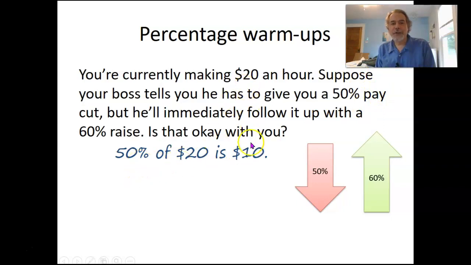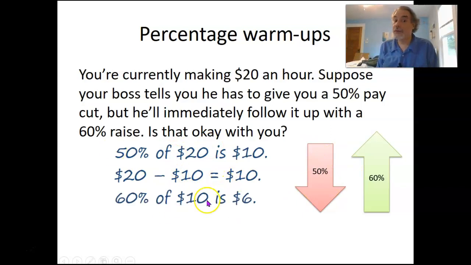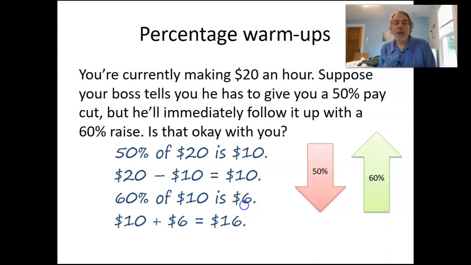50% of $20 is $10. So when you get your 50% pay cut, you're losing $10. You're going from 20 down to 20 minus 10, which is 10. Now it's time for your 60% raise. What's 60% of $10? Well, that would be $6. So when you get that $6 raise, that brings you up to $16. So you went down 50%, up 60%, and ended up below where you started.